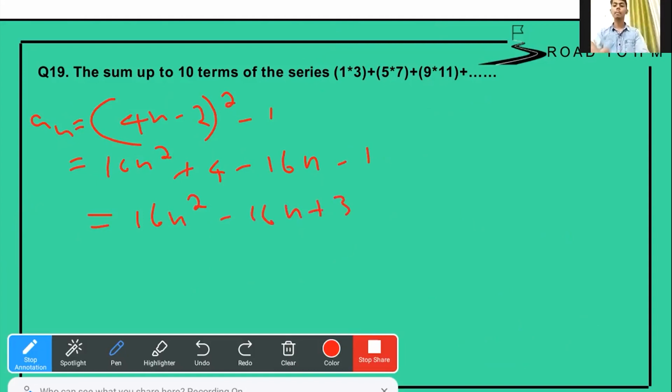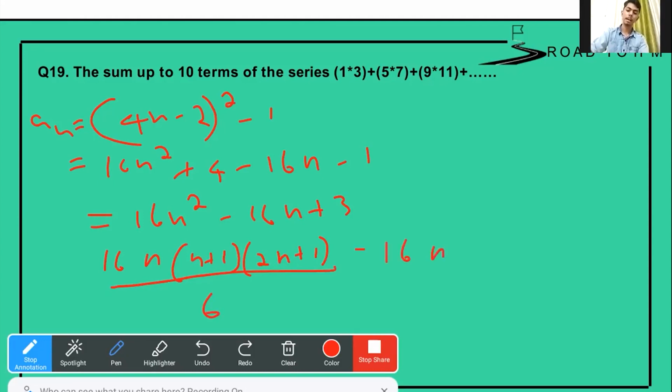Now summate them to find the sum. So 16 multiplied by sigma n square, that is 16 multiplied by n plus 1, 2n plus 1 by 6, minus 16 multiplied by n plus 1 by 2, plus 3n. Note that point. That is important. Don't forget that. At times that would be the theta. And substitute n here, and you'll get the answer then.